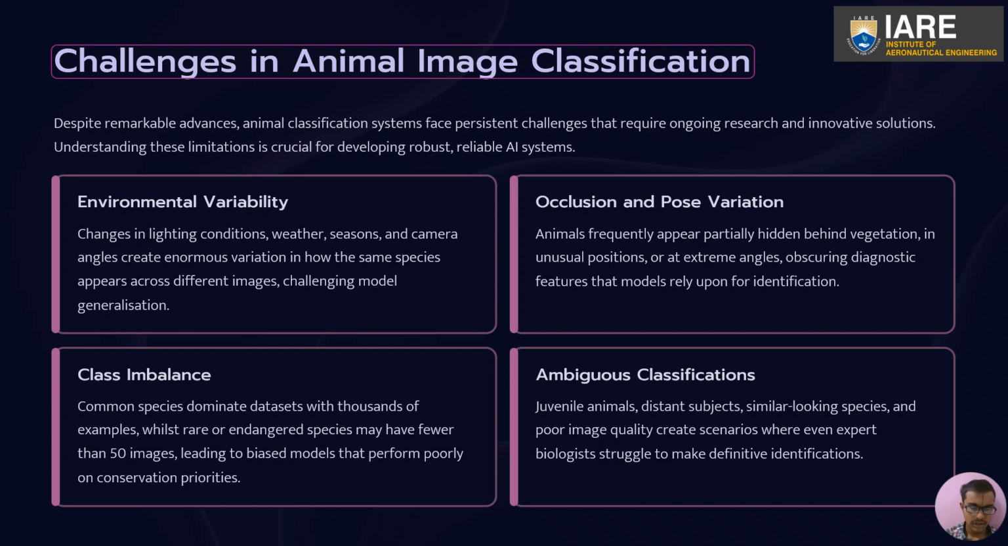Class imbalance. Common species dominate datasets with thousands of examples, whilst rare or endangered species may have fewer than 50 images, leading to biased models that perform poorly on conservation priorities. And finally, ambiguous classifications. Juvenile animals, distant subjects, similar looking species, and poor image quality create scenarios where even expert biologists struggle to make definitive identifications. Hence, these are the challenges in animal image classification.